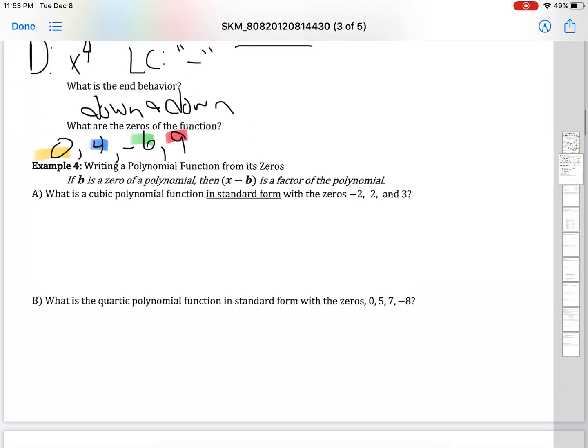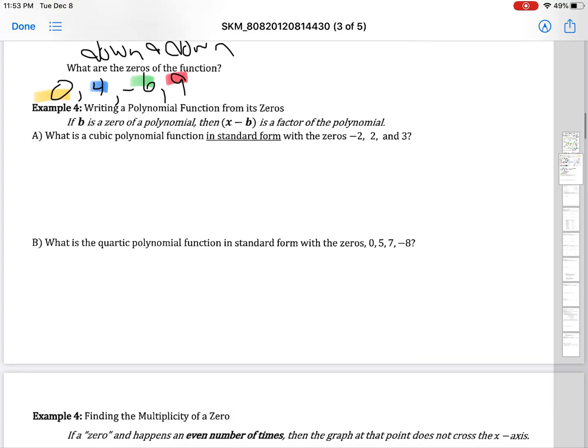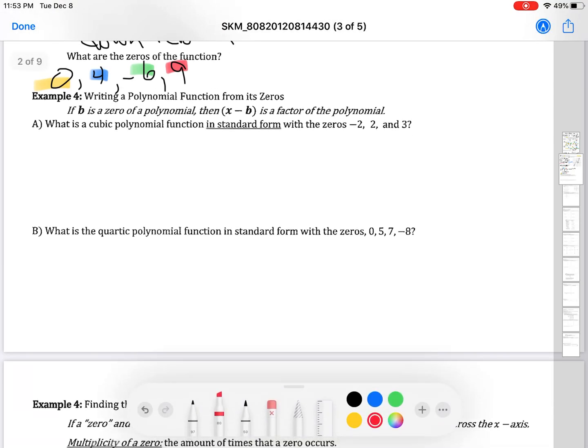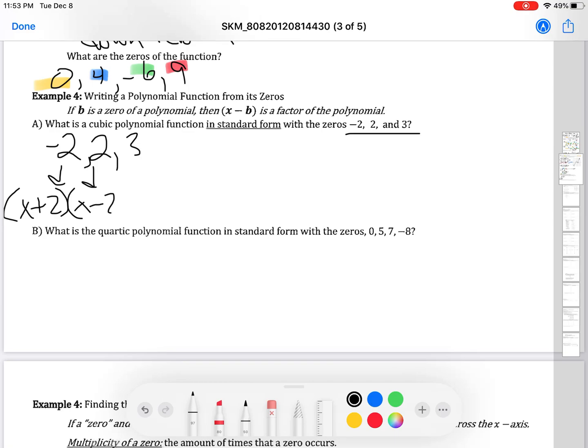Let's see if we can go backwards, right? Instead of starting with the parentheses and then getting to the answers, what if I'm already given the answers here? What if I'm already given the answers? Notice what's happening here. I'm already given the answers. So if I take these 3 numbers here, this would be x plus 2. This would be x minus 2. And this would be x minus 3, right? So again, how I'm getting that is just kind of going the backwards way from that.